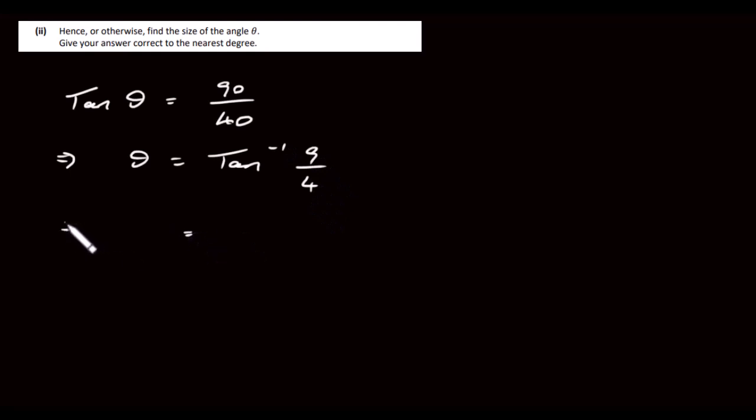And when you do that, it says to the nearest degree here. So let's see, when you do that, you get 66 degrees. I think that's all we had to do. Hence or otherwise, so we did the hence bit, I guess. Find the size of the angle theta, give your answer to the nearest degree. So that's it. And that's it for this question.